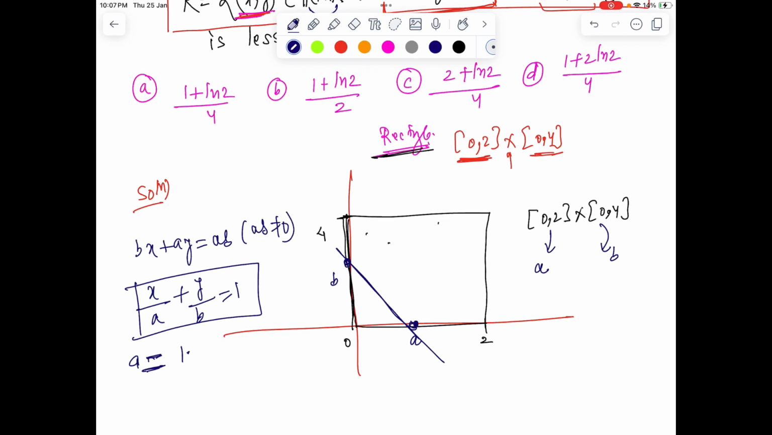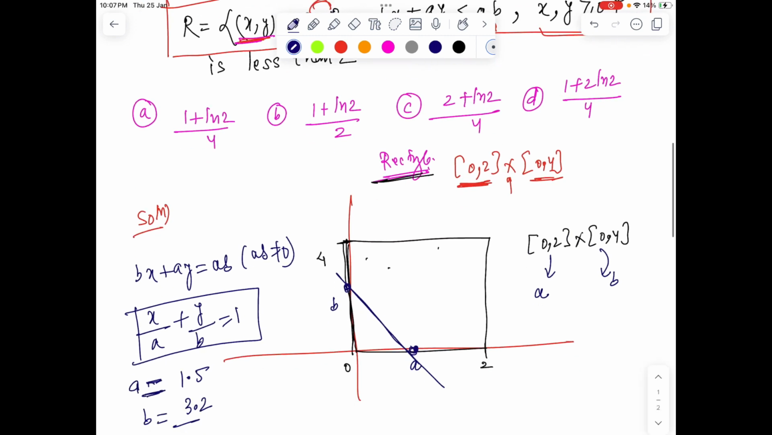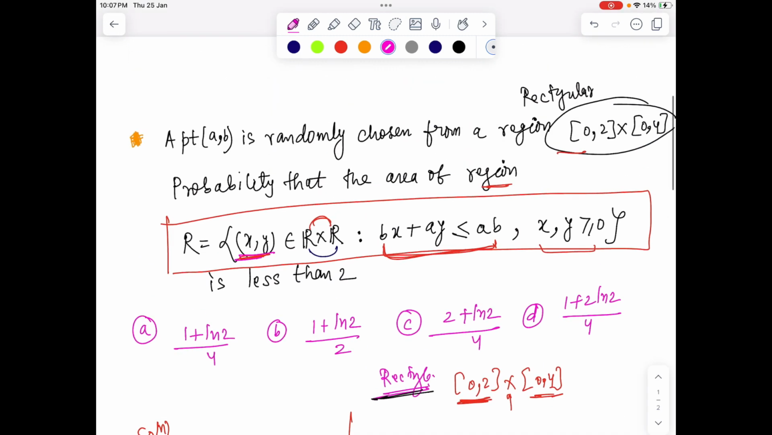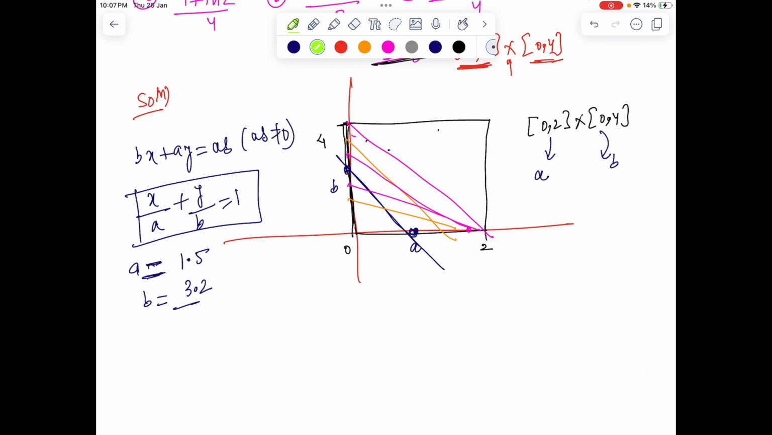If I select a as, let's say, 1.5 and b as 3.2, then we have a fixed line. Now the question is, what is the chance if you randomly select these values of a and b? Clearly we'll have a random selection of lines. For some particular a and some particular b, we can have this line, or a line like this, and so on and so forth.